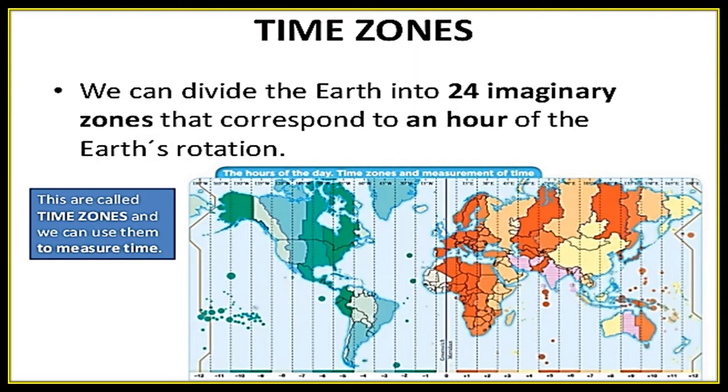So class, let us proceed to the second part of this week's topic, which is about time zone. We can divide the Earth into 24 imaginary zones that correspond to an hour of the Earth's rotation. These are called time zones, and we can use them to measure time. So if each time zone were 1 hour apart, as you can see there in the imaginary line, there would be 24 in the world.